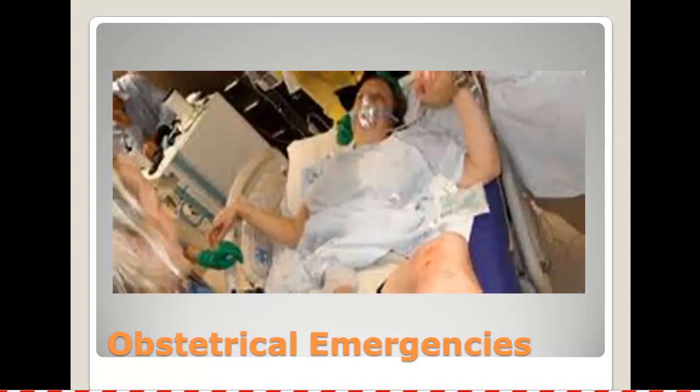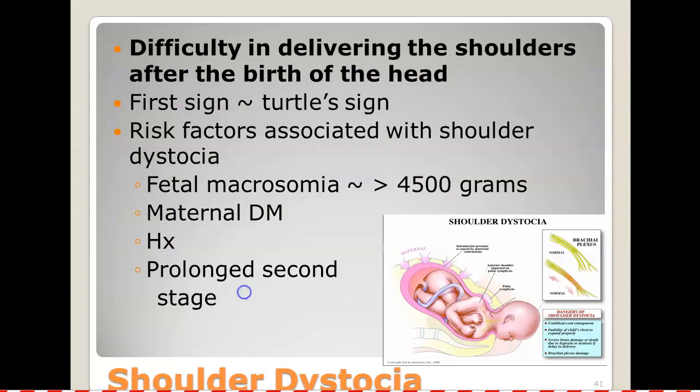So now we're going to talk about obstetrical emergencies. First, what we're going to talk about is shoulder dystocia. This is difficulty in delivering the shoulders after the birth of the head. This is most common when you have a macrosomic baby because their shoulders are so broad and big.